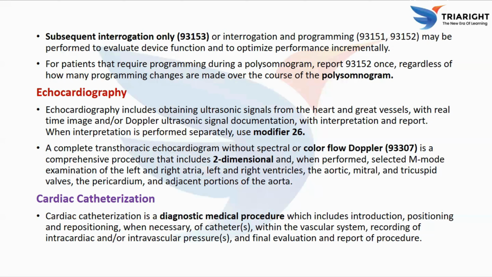So for example, a patient with cardiomyopathy, where a full structural assessment is needed. There is no Doppler ordered. So you have to code 93307 here.